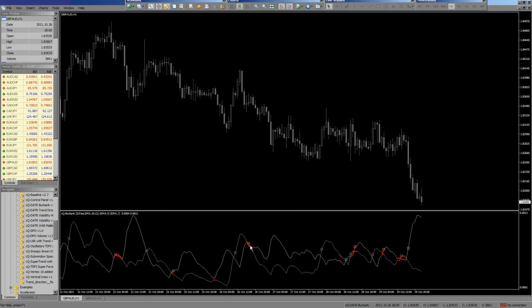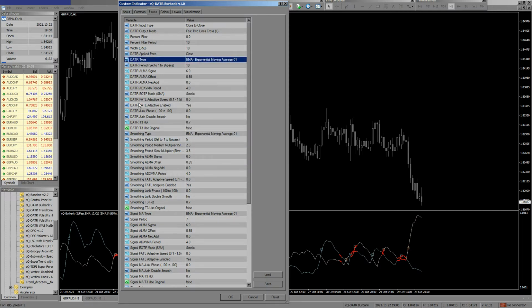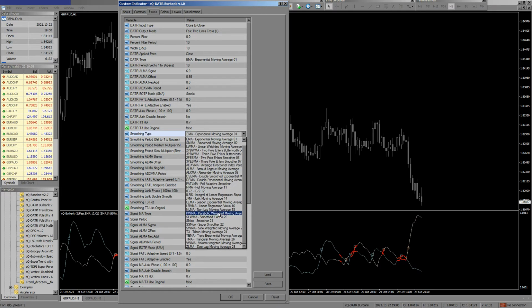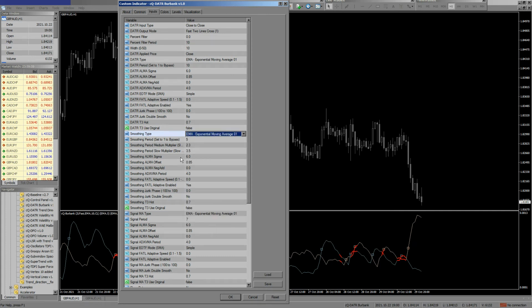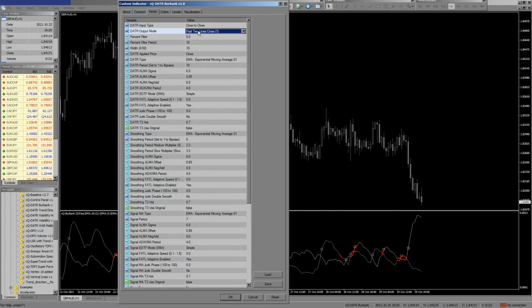Again, these red areas are generally where you don't want to trade. And you can change this moving average here, which is just for filtering the DATR. It basically goes from DATR into the smoothing. You can get a very wide range of results, especially with all these different types of moving averages. And then down here we have the signal line. It's only available on these two, the signal cross, the fast and slow.